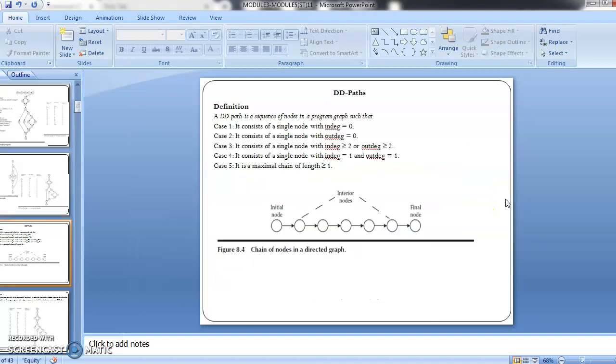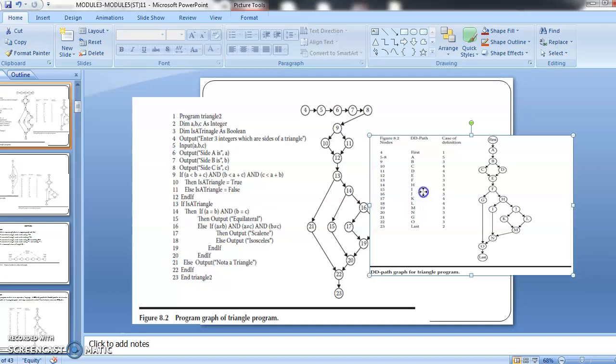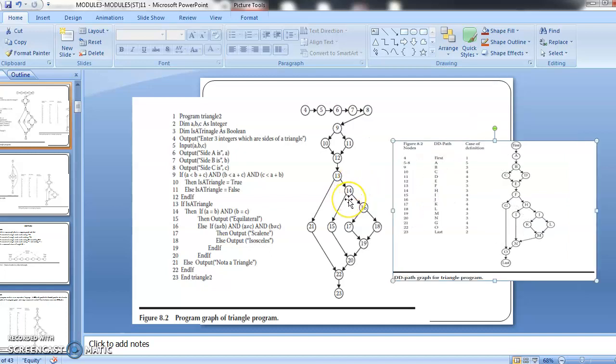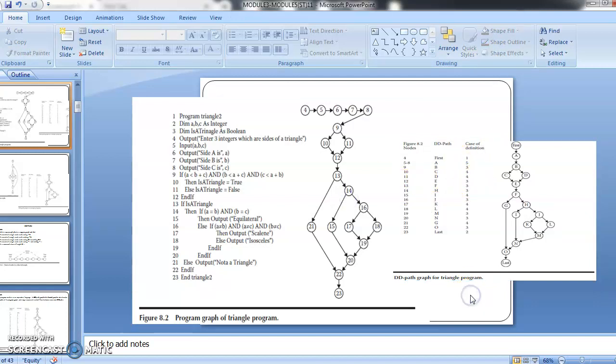Well, check it out. Case 3, yes. It consists of a single node with in degree or out degree 2. H is 14. 14 has, yes, out degree 2. So this third column will give you the case definitions that we have studied in the definition of the DD path. Coming to the next slide.